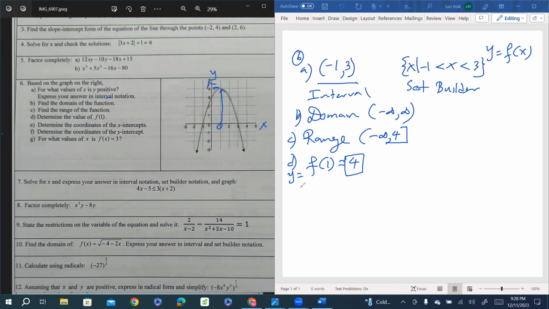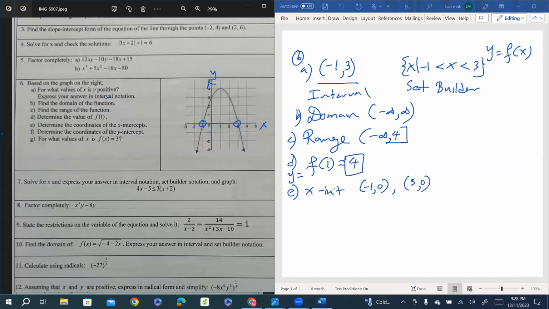Good. Now, E, determine the coordinates of the x-intercepts. So x-intercepts are where the graph crosses the x-axis. So the graph is crossing the x-axis at 2 places. One is this place, the other one is this place. So the x-intercepts are negative 1, comma 0, as well as, is that 3 or 4? That's 3. So that's 3, comma 0.